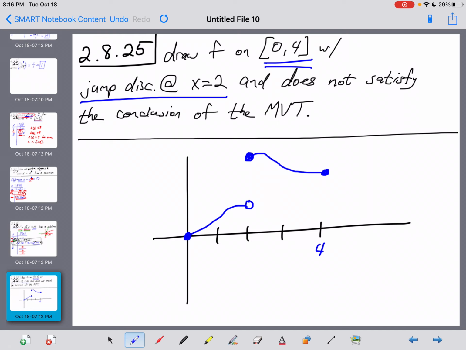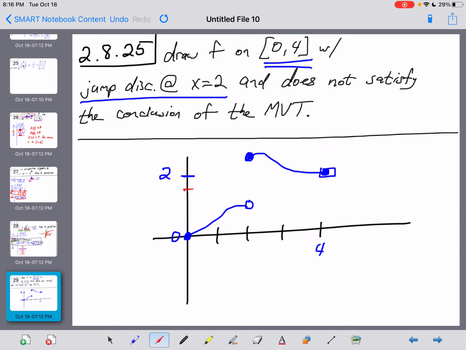So here you go, guys. This function has a starting value over here on the left of 0, and I'm just making stuff up, but let's just say that its ending value right over here looks like it's, oh, I don't know, I'm going to say 2. Now, the conclusion of the mean value theorem would tell us that every y value between 0 and 2 has to occur on this function at least once.